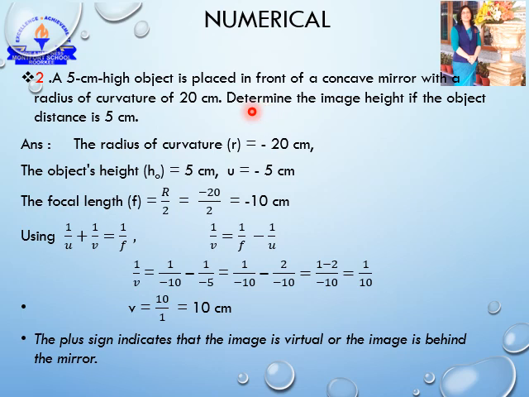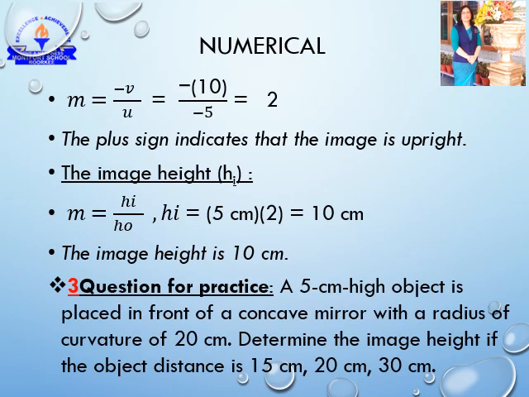Now what you have to find out is the image height. To get the height of the image, if the object distance is 5 centimeter, first of all we need the value of u and v if we want to find the height of the image using the formula of magnification. So let us find out first the value of v. According to the mirror formula, 1 upon u plus 1 upon v equal to 1 upon f, we will get the value of 1 upon v by using all these values above.